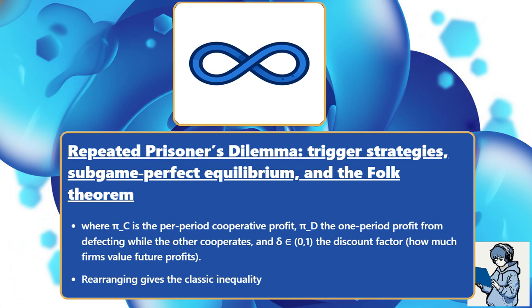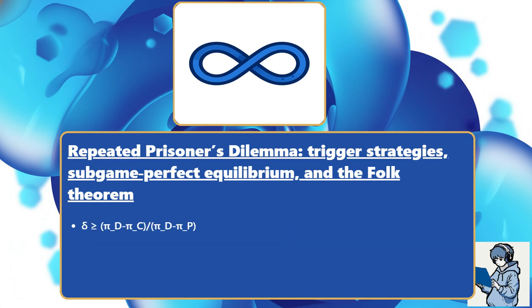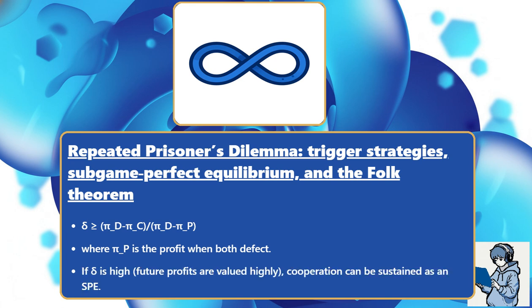Rearranging gives the classic inequality. δ is greater than or equal to (π_d minus π_c) divided by (π_d minus π_p), where π_p is the profit when both defect. If δ is high, future profits are valued highly, and cooperation can be sustained as an SPE.